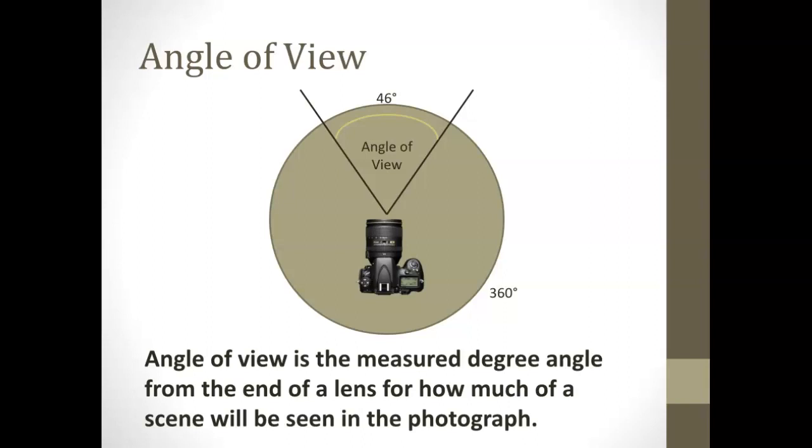Even our own eyes have a certain angle of view. So when we're looking straight ahead, we may be able to see 180 degrees if we can see kind of off to the edges of our vision, and that would be a real wide angle of view. Most lenses are more narrowed in terms of their angle of view.